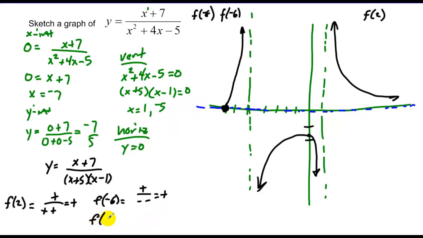So I go f of negative 8, which gives me a negative on the top and 2 negatives on the bottom, which overall is a negative. So that means it's going to come down and then come back up to that line, because once again that horizontal asymptote describes end behavior.